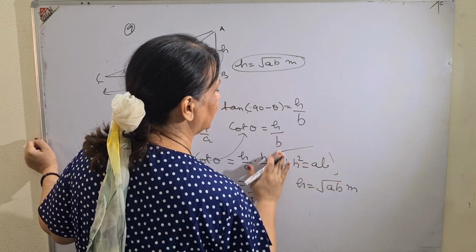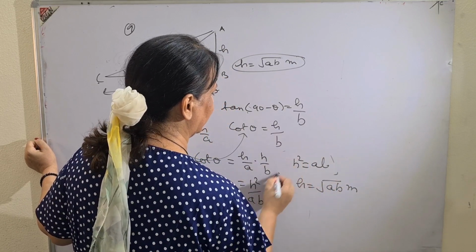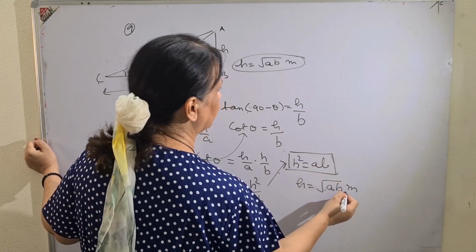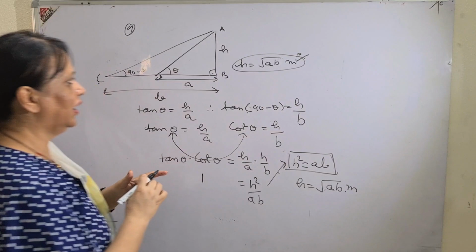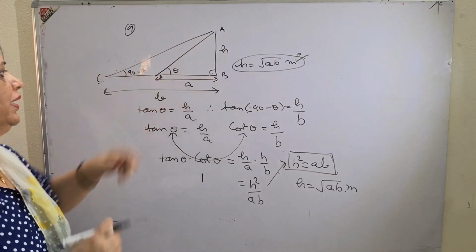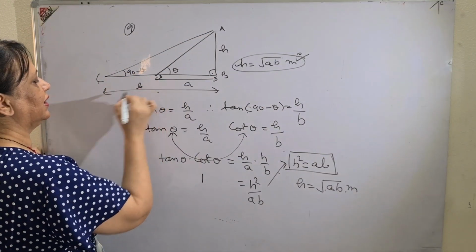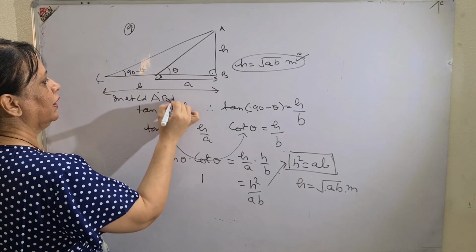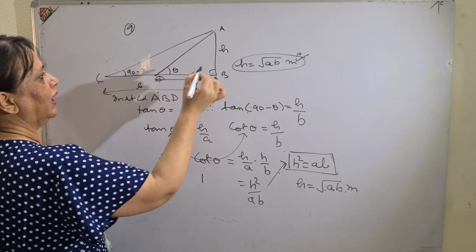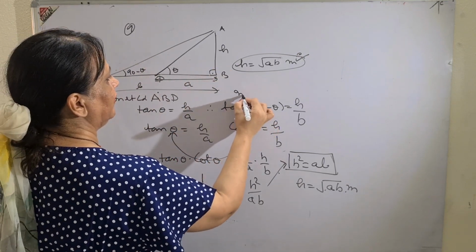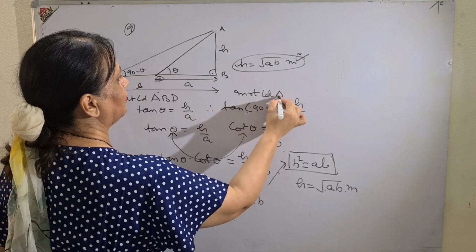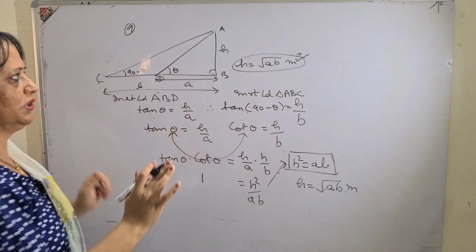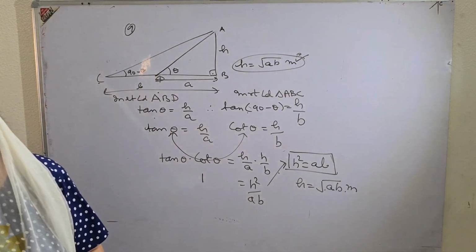So this is your question. H square, I have done the calculations here. H square is equal to AB, taking root, h is equal to root AB meter, and this is what I had to prove. Again, in right angle triangle ABD, please mention the triangles. This is D, and in right angle triangle ABC. Mention the triangles because otherwise your marks will be cut. So this is how you do it. This is your question, an important one, and it can come in the paper.